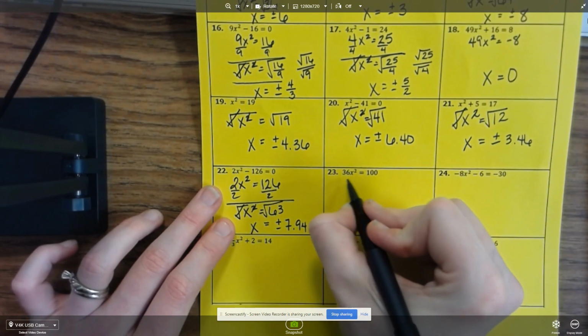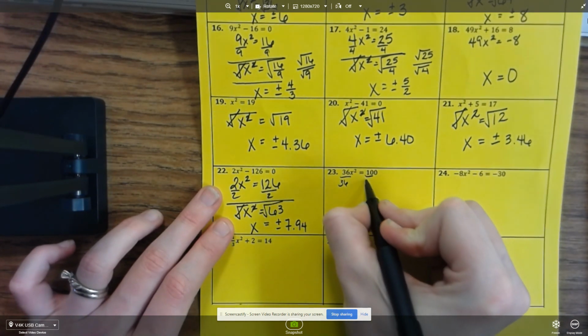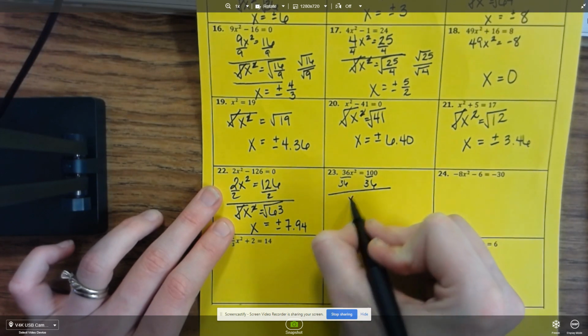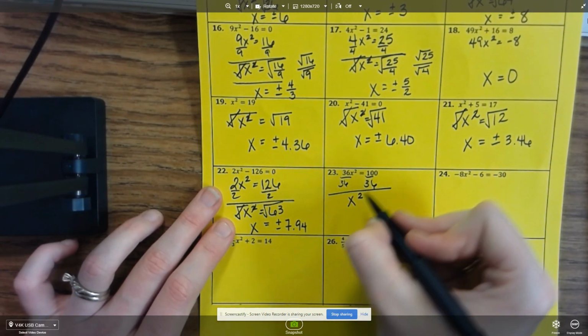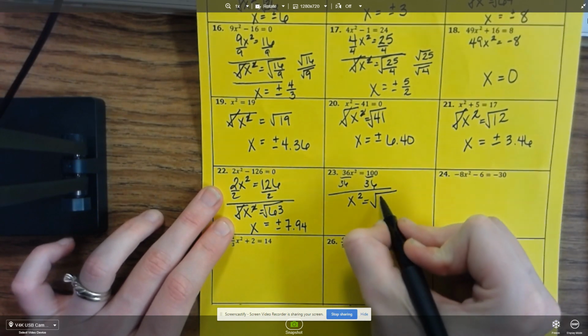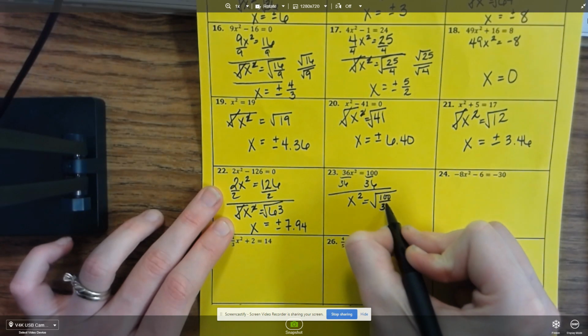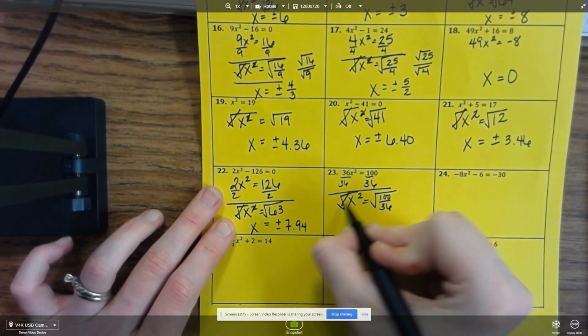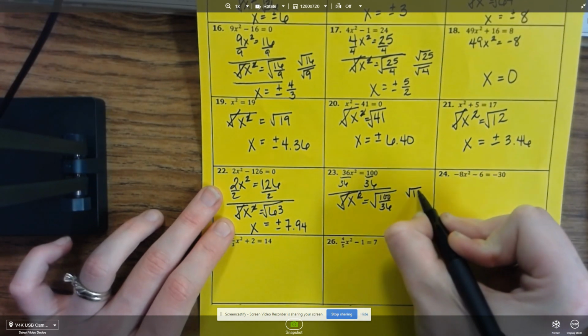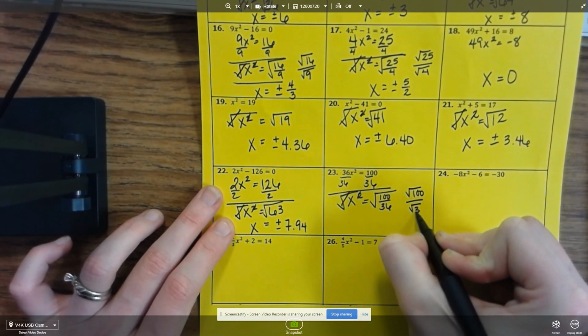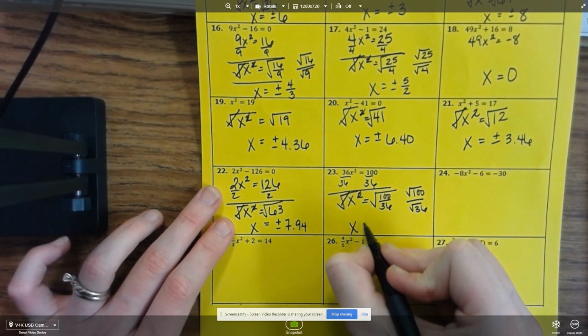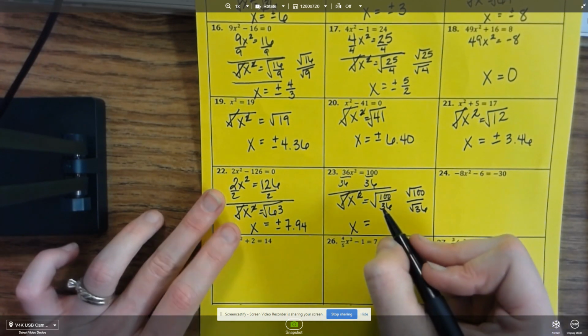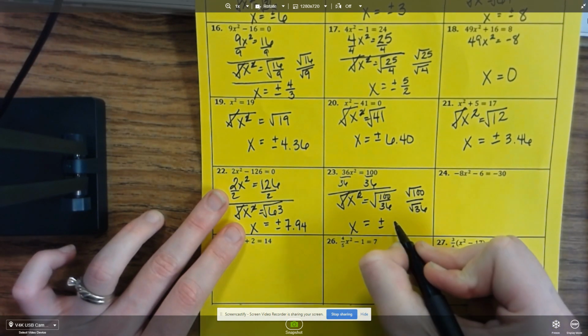This one, I'm going to divide both sides by 36. So I would have x squared equals 100 over 36. And then you square root both sides. Sorry, guys. So these cancel again. This is the same as the square root of 100 over the square root of 36. So x is going to equal positive negative.